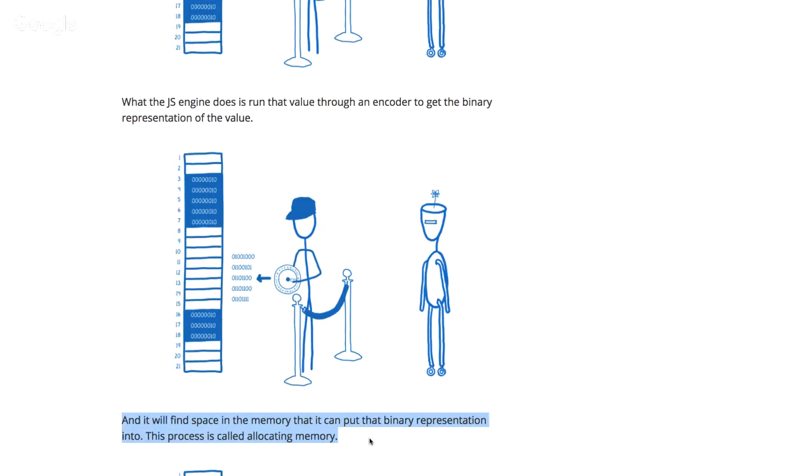So if your app is saying, hey, I want to create a variable and assign it a value of hello, the JavaScript engine takes that, encodes it, allocates the memory, and puts the value in memory. This process is called allocating memory.